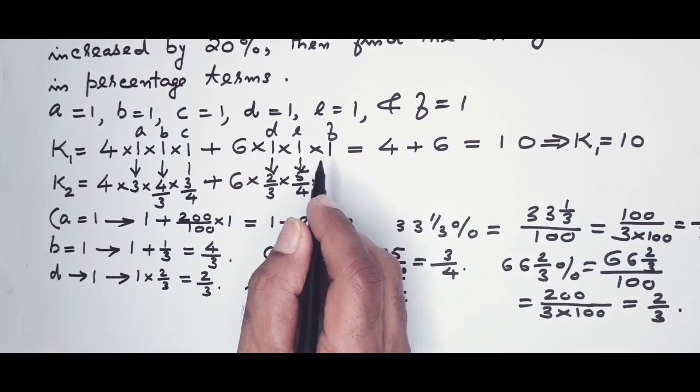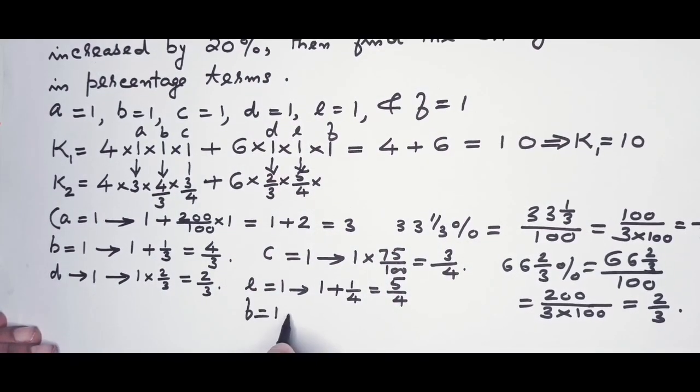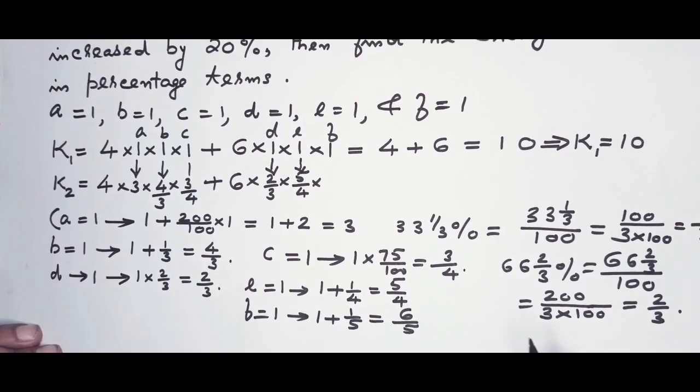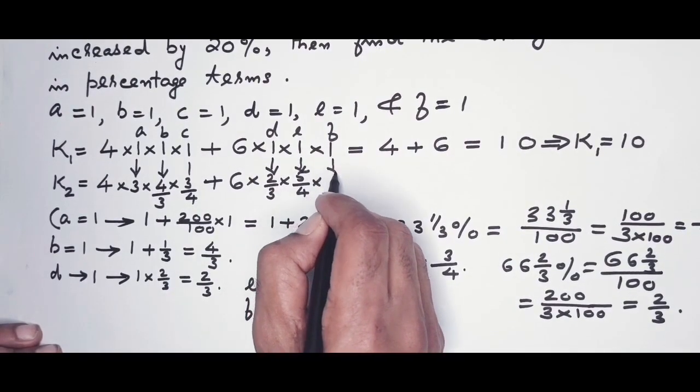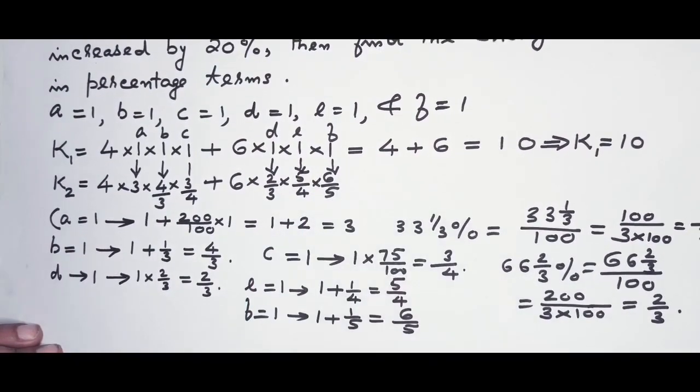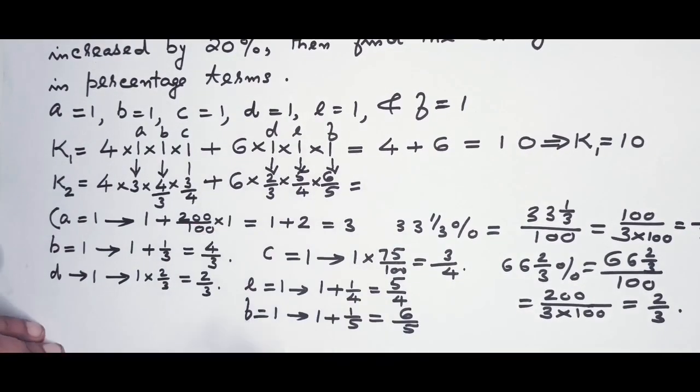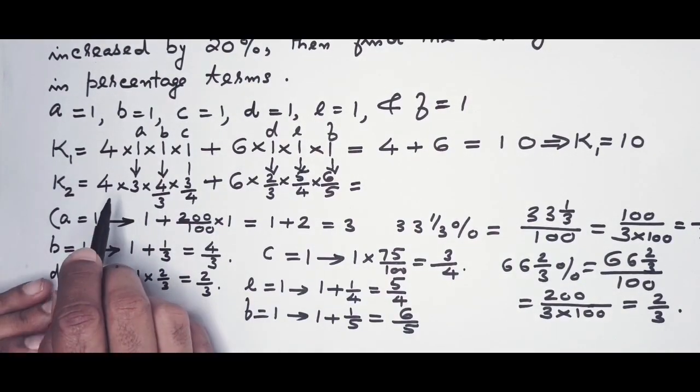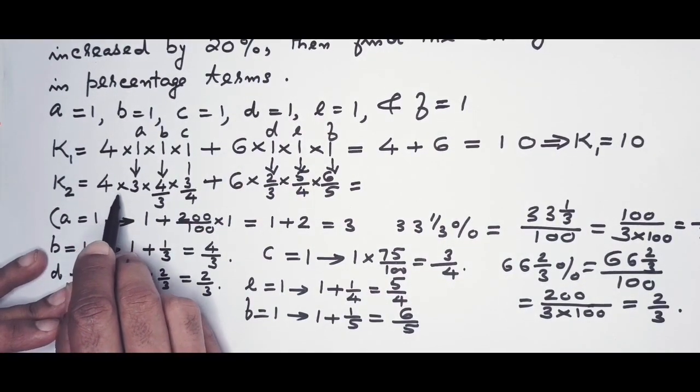Again, F is increased by 20%. F was originally 1, and increased by 20% means adding 1 divided by 5, since 20% is 1/5. On simplification, this is 6 divided by 5. So this will change to 6 divided by 5. So we have given all the changes for the different variables. Now in the next step, we will just simplify.